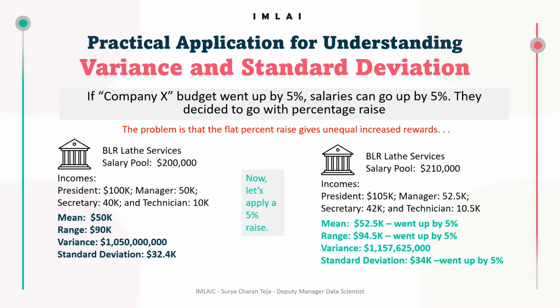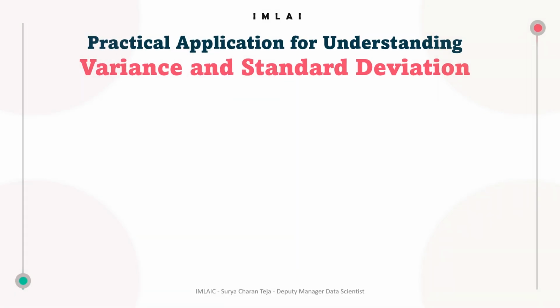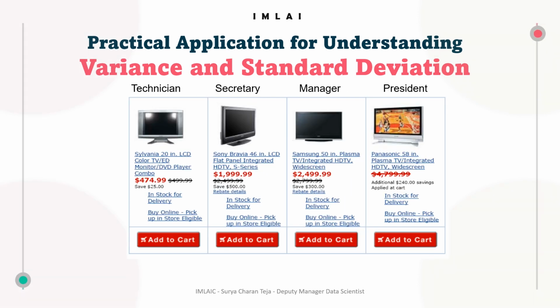Since we pay for goods and services in real dollars, not in percentages, there are substantially more new things that the top earners can purchase compared with the bottom earner for the rest of their employment years. Let's take this example. BLR Late Services is giving the earners $5,000, $2,500, $2,000, and $500 more respectively, each and every year forever. Let's take it as forever.